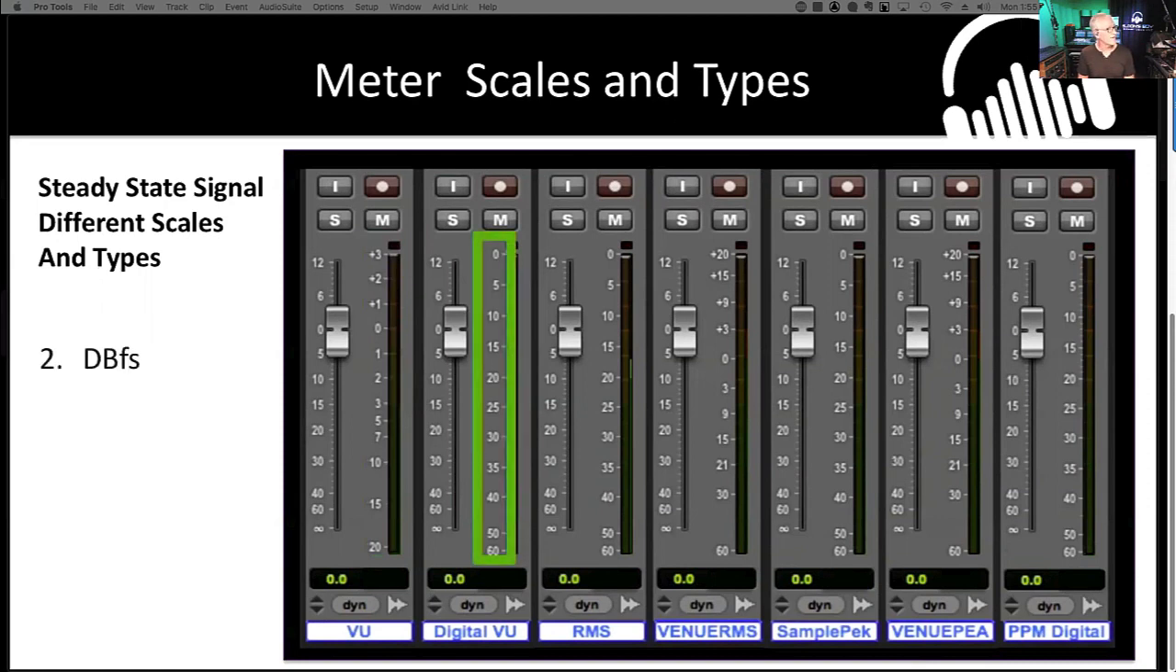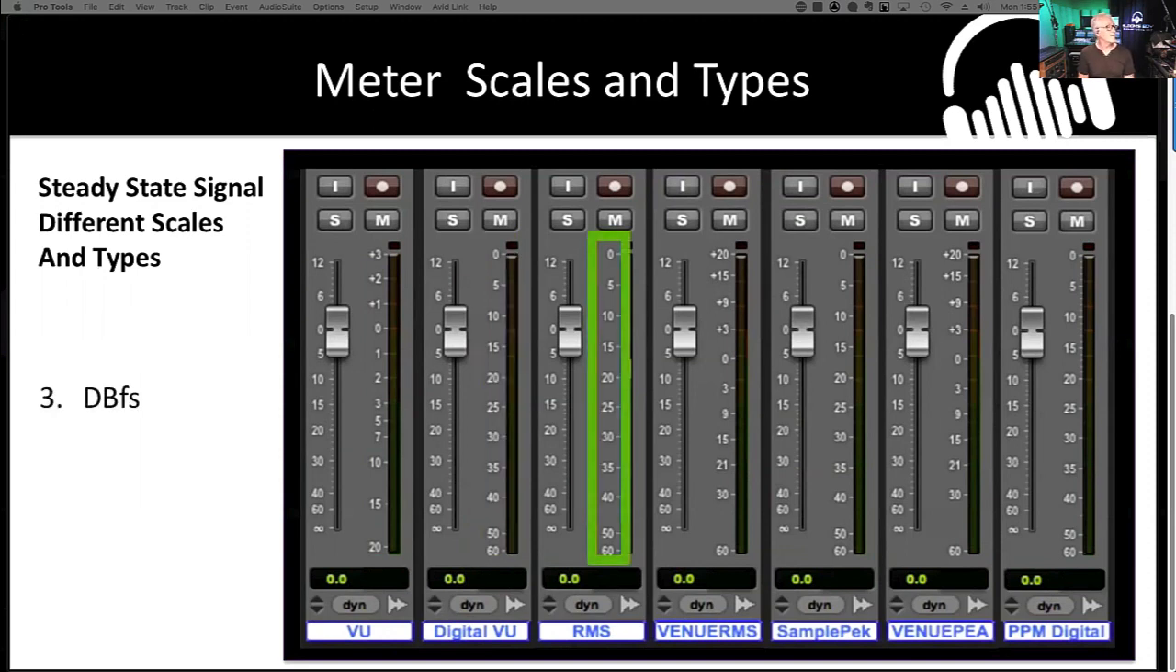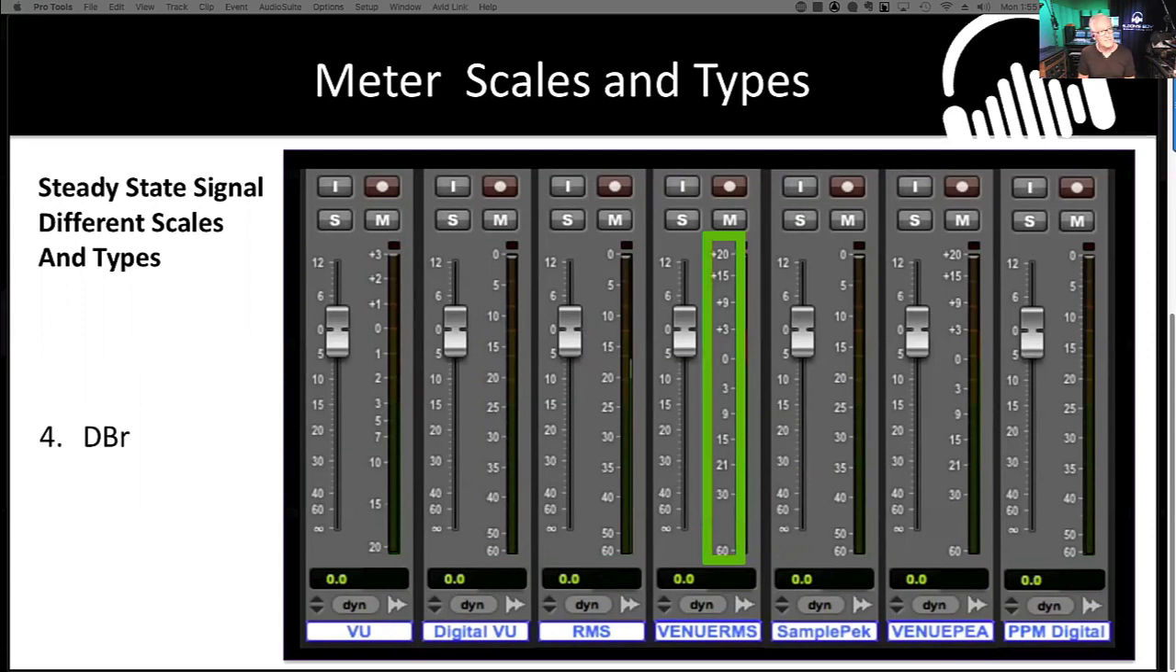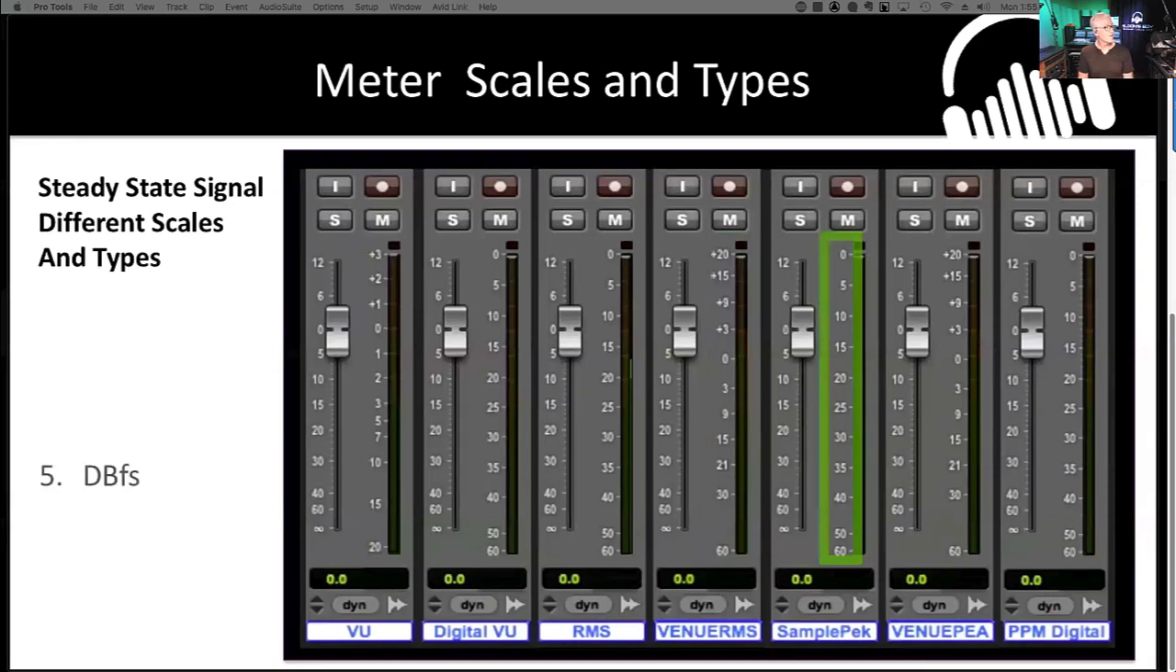Digital VU is going to be a dBFS scale, right? So -60 up to 0, a max point of 0. That's clearly a digital dBFS scale. Same thing for an RMS meter. Actually, a Venue RMS meter is that dBr scale. Remember, Venue console is a digital console, yet look, it's an analog scale on the meter. It goes -60 to 0, 0 to +20. So the underlying thing you would grab from that is, okay, -20 from the top of the scale is line level there.